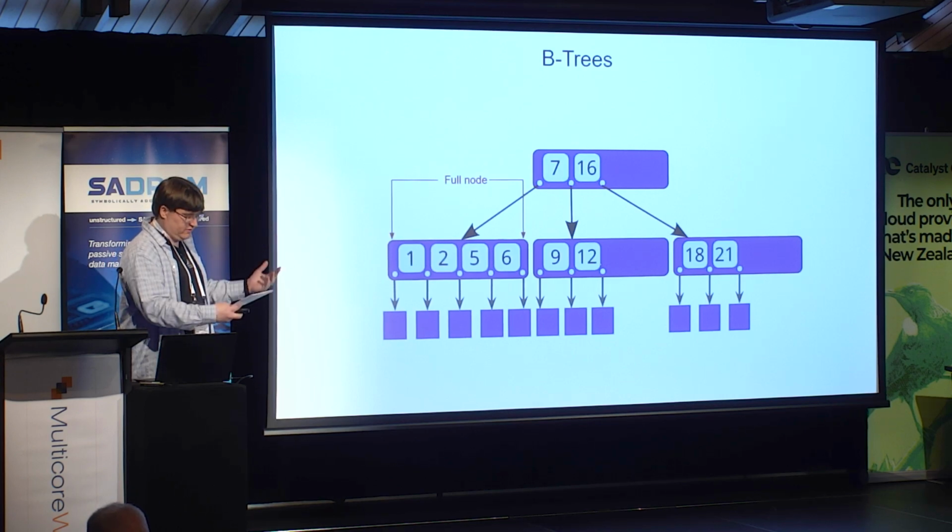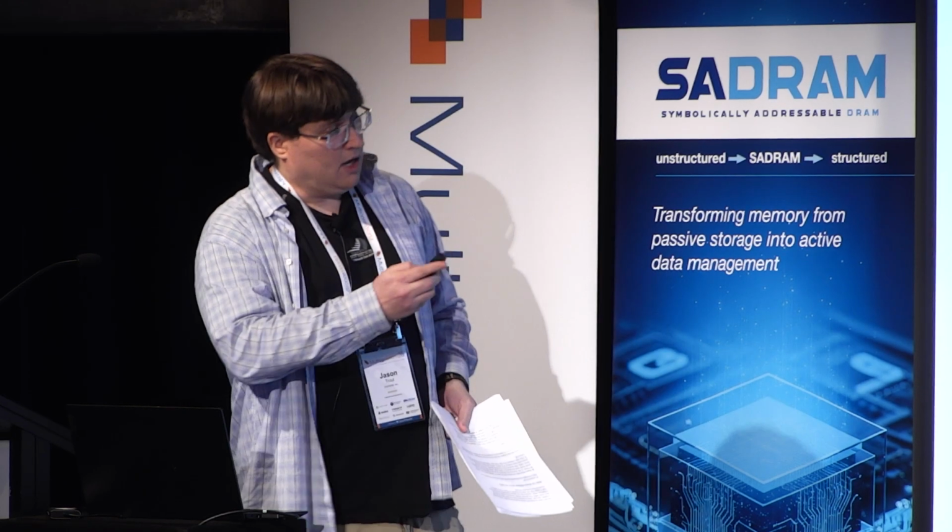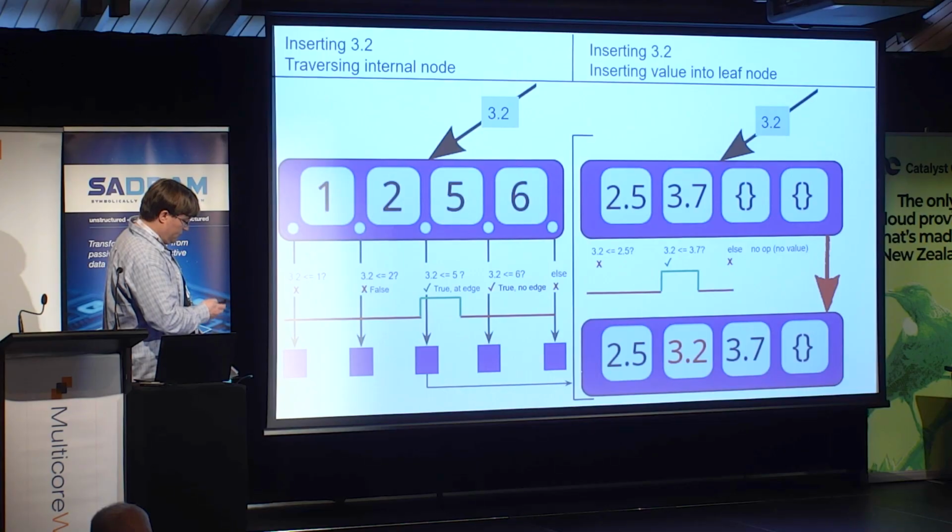But a wider fan out means that there needs to be more comparisons within each node traversal. Like these 4 results when compared with 3.2, all 4 of these results have to be combined in order to say, I want to traverse to this node or this node or this node or this node.